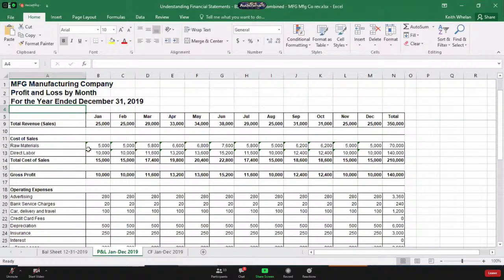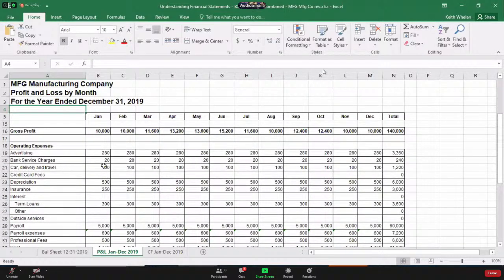And then they have their cost of sales, which is raw material cost and labor costs directly associated with the development and creation of those products. So the total cost of sales is your $15,000 there, 15, 17, and so forth. That gives you a gross profit by month. And the total gross profit is the 140,000 that we saw on the 350 in sales for the total year. Again, the income statement is over the flow of an entire year in this case.